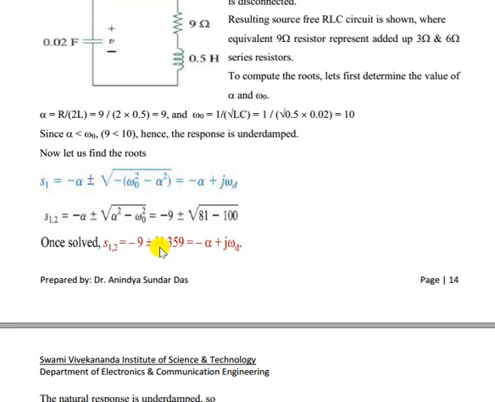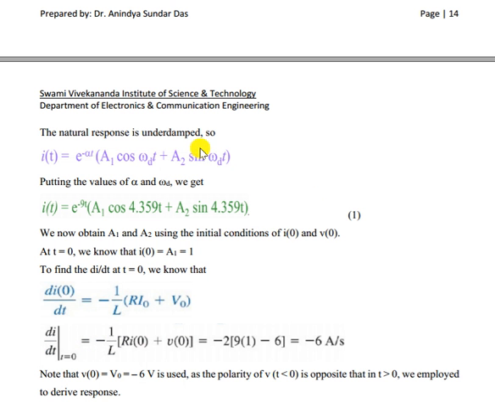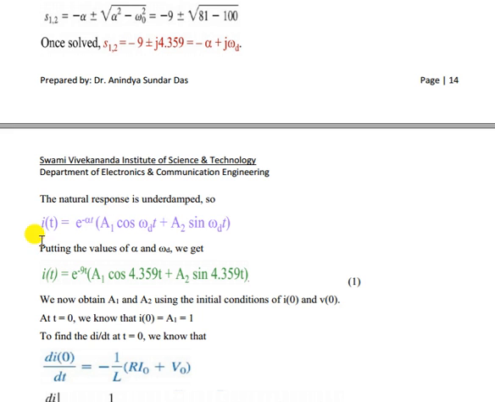Okay, so we got this S1 S2 value, that is a complex number. So alpha is 9, omega d is 4.359. And the natural response is underdamped, so the equation is i(t) equal to e to the power minus alpha t. Alpha we already got, fine, times a1 cos omega d t plus a2 sin omega d t. So we got omega d value and alpha value from the roots of the equation.